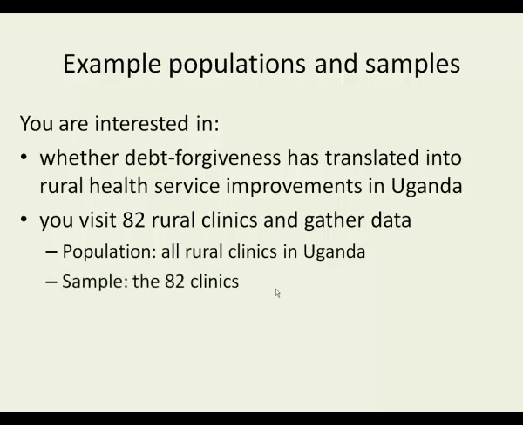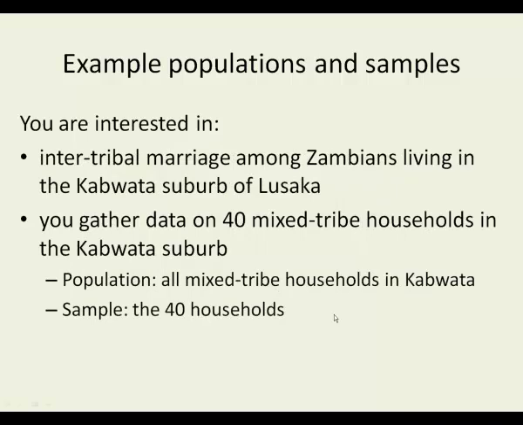Okay, let's whiz on again. Back to this. This looks like the same slide we had before, in that you gather data on 40 mixed tribe households in the suburb, samples of 40 households, but the population here is different.